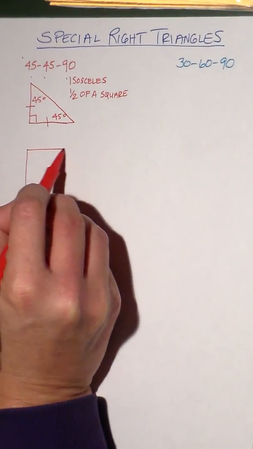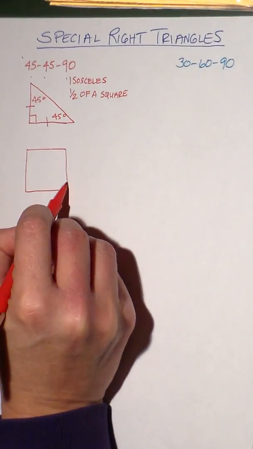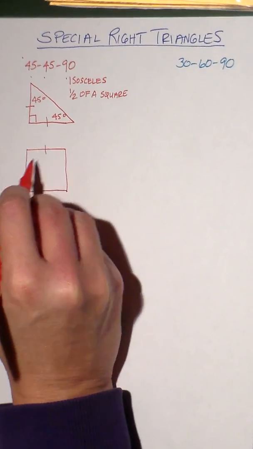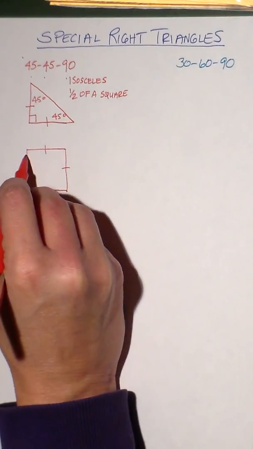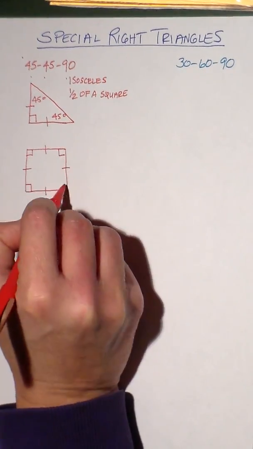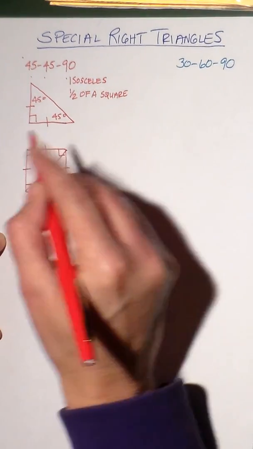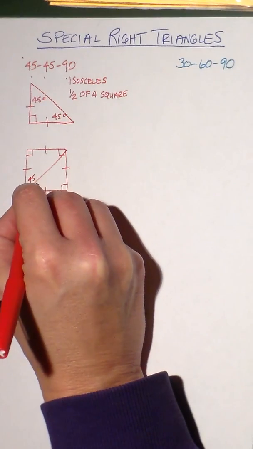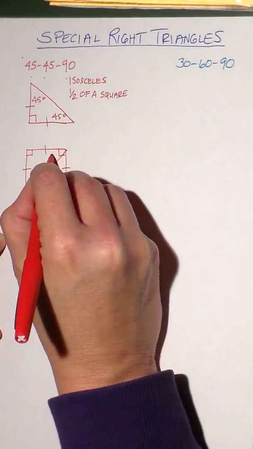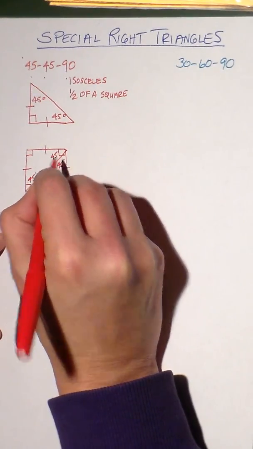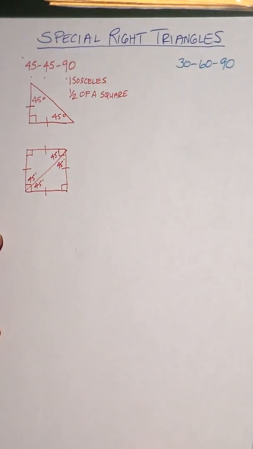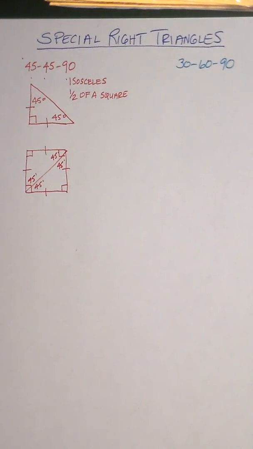So if I were to draw the square here, I've got my square and my four right angles. Either way I draw a diagonal, I create two 45, 45, 90s. That creates a 45 and a 45, a 45 and a 45. So those are the relationships that you'll see with the 45, 45, 90. Now the 45, 45, 90 has a special relationship.